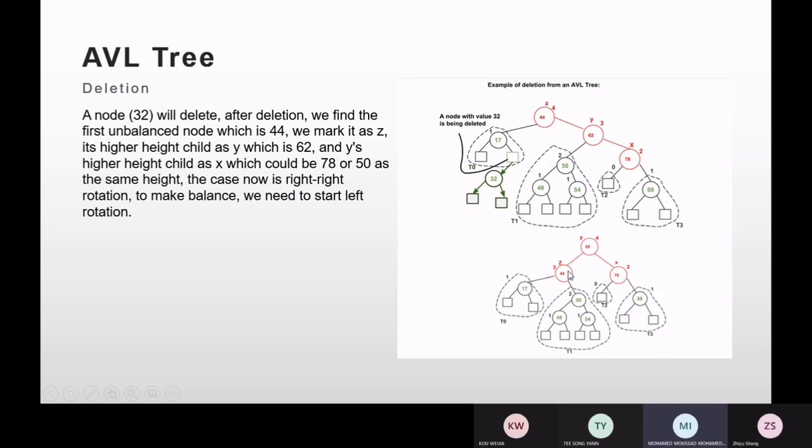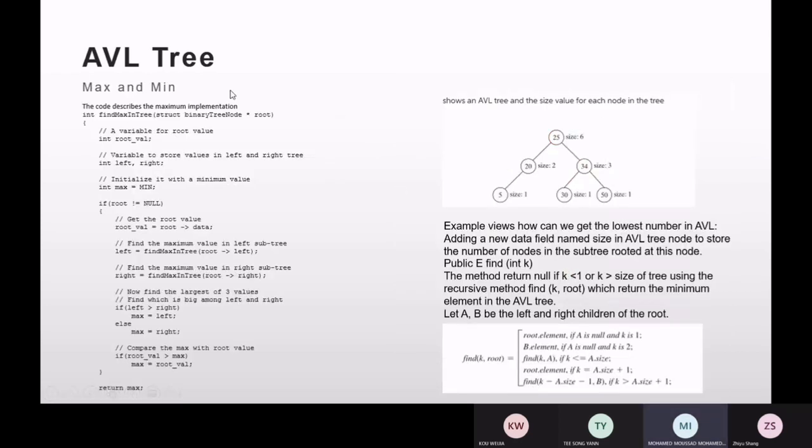For maximum and minimum AVL tree, this is the code for the maximum AVL tree, and this is the example for the minimum tree. We check each node, and if the node is larger than the previous node or the subtree of this node, we make a swap until we get the maximum node.